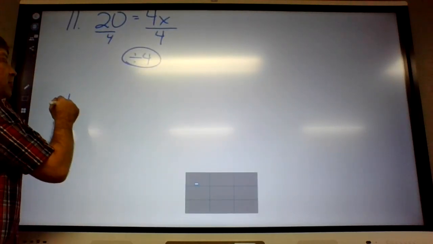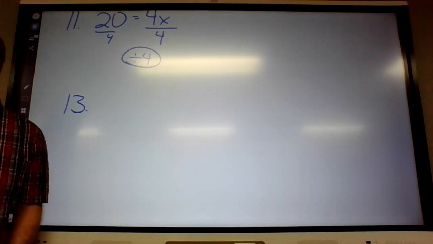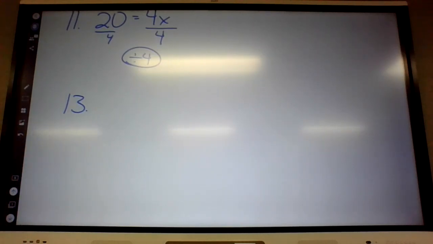They would call that the multiplication property of equality, because dividing by 4 is like multiplying by 1/4.